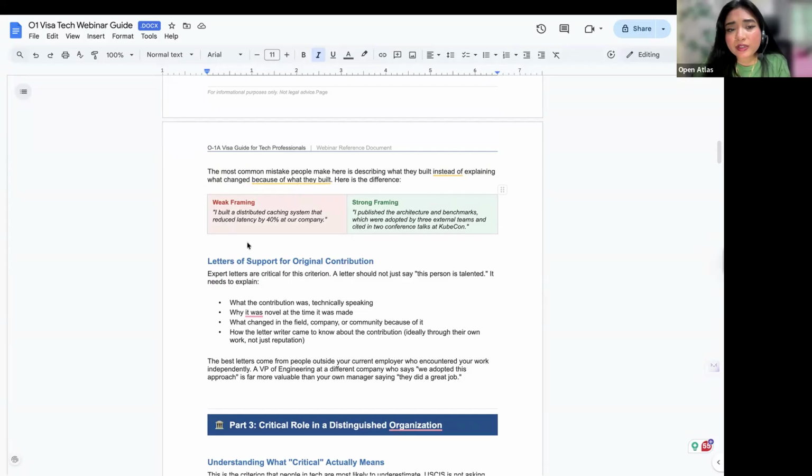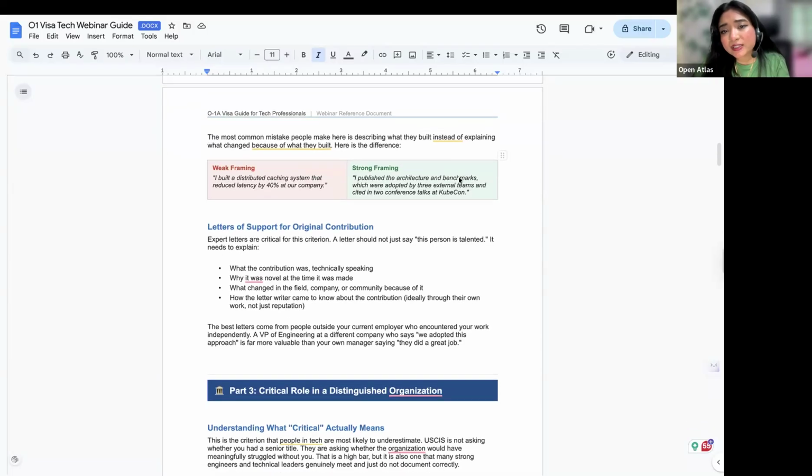A lot of people write, I built a distributed caching system that reduced latency by 40% at our company. But practically it should be something like this: I published the architecture and benchmarks, which were adopted by three external teams and cited in two conference talks at KubeCon. So here it says how many people have used it and how it impacted them.